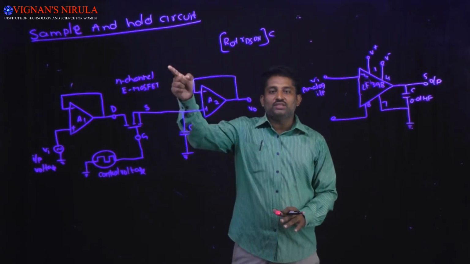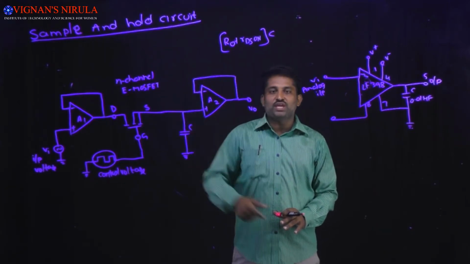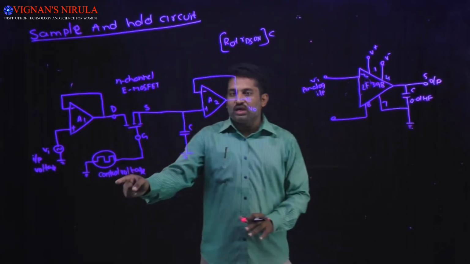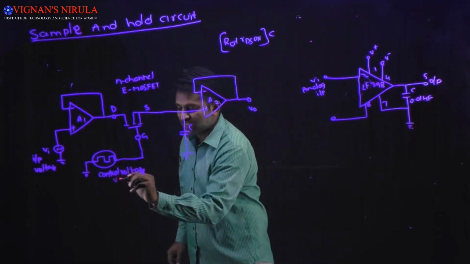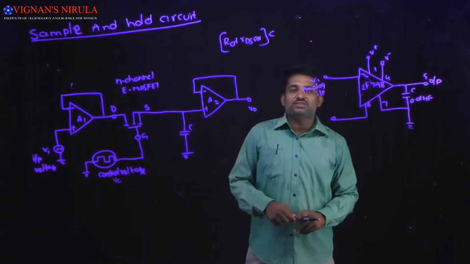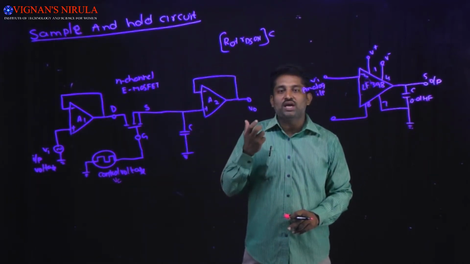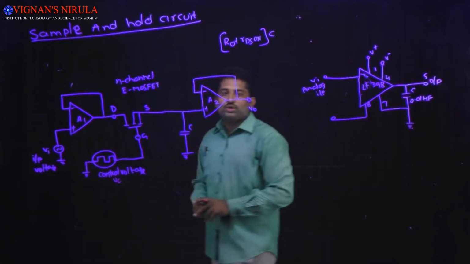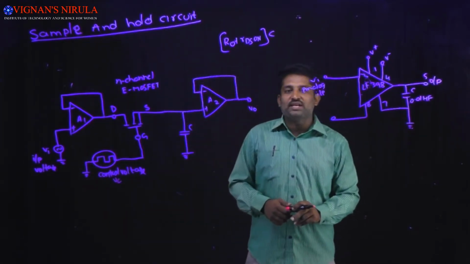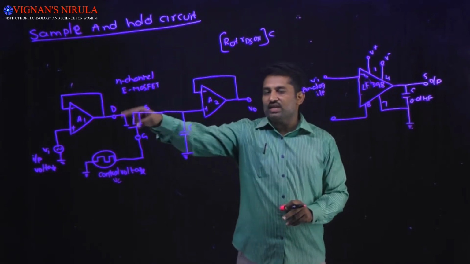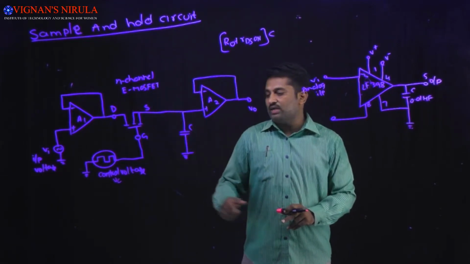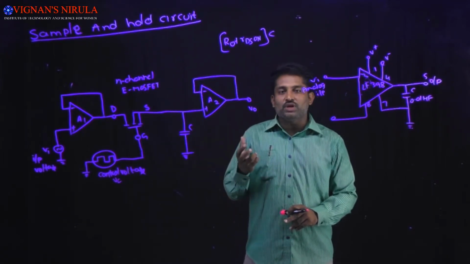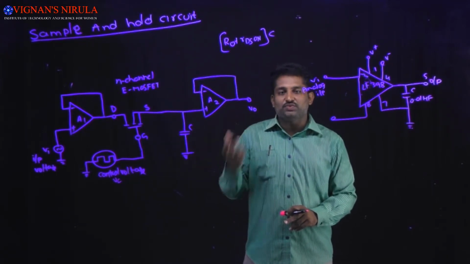Here the N channel E MOSFET is used as a switch, which is controlled by the control voltage VC, and the capacitor C is used to store the charge. The input signal which we are going to sample is applied at the drain of the N channel E MOSFET, and the control voltage is applied at the gate input of the N channel E MOSFET.